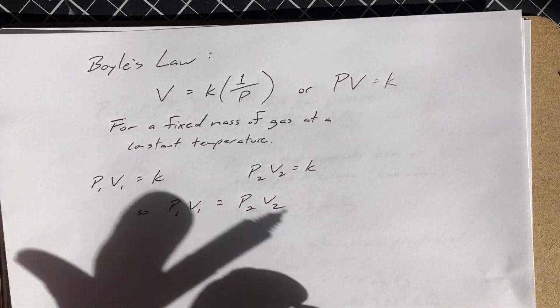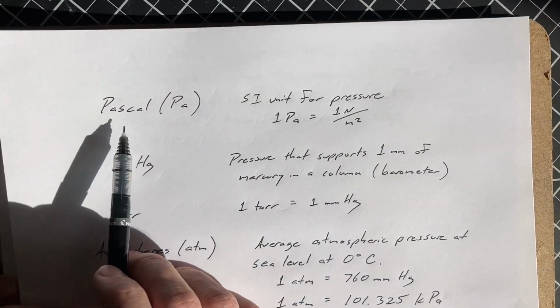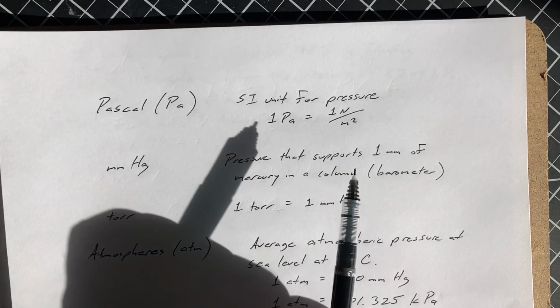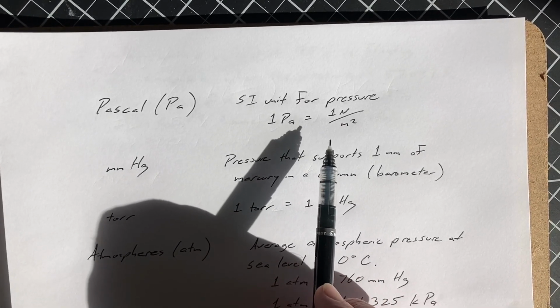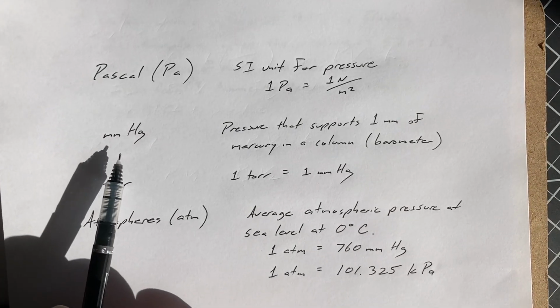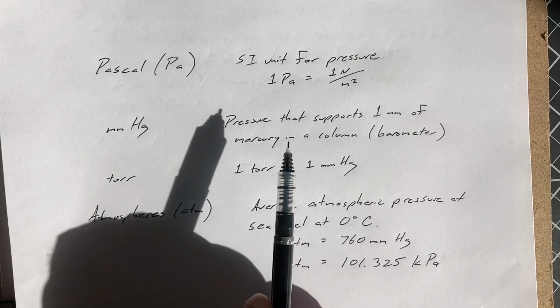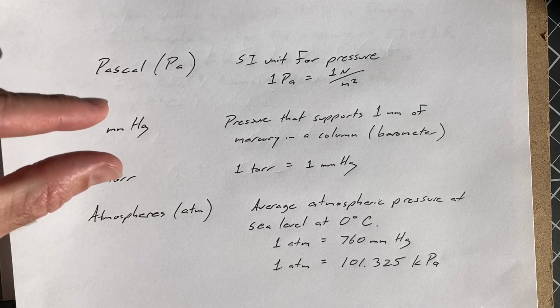Let's look at some of those units for pressure you might see. Here they are. Pascal. It is the SI unit for pressure. It is the same as Newton per meter squared. You might also see pressure expressed in millimeters of mercury. That is the pressure that supports a millimeter of mercury in a column, in like a glass barometer.